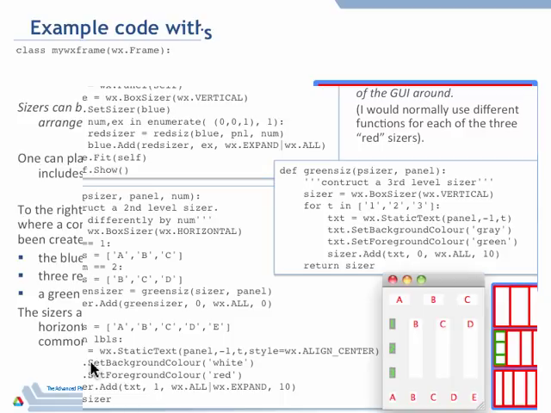So we'll see how that works. And then finally, we can see how I got the A, B, and C here, because I have labels A, B, C, went down to here, and put a static text in this red sizer here.